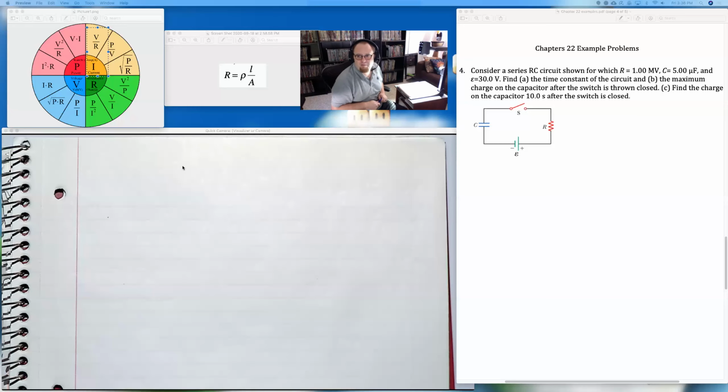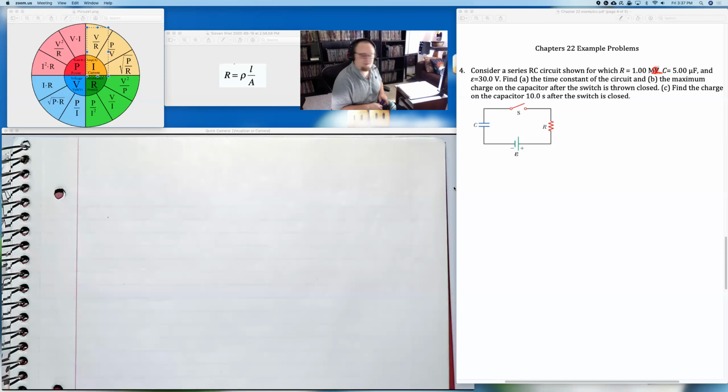But what it says is, we've got this RC circuit. R is one. Wait, there's a typo there. That says 1 megavolt. That makes no sense. And on the other thing, it says mega ohm. I'm thinking this is just a typo. So that should be 1 mega ohm. I'll fix that in a second. Good enough. C is 5 microfarads, and the battery is 3 volts.